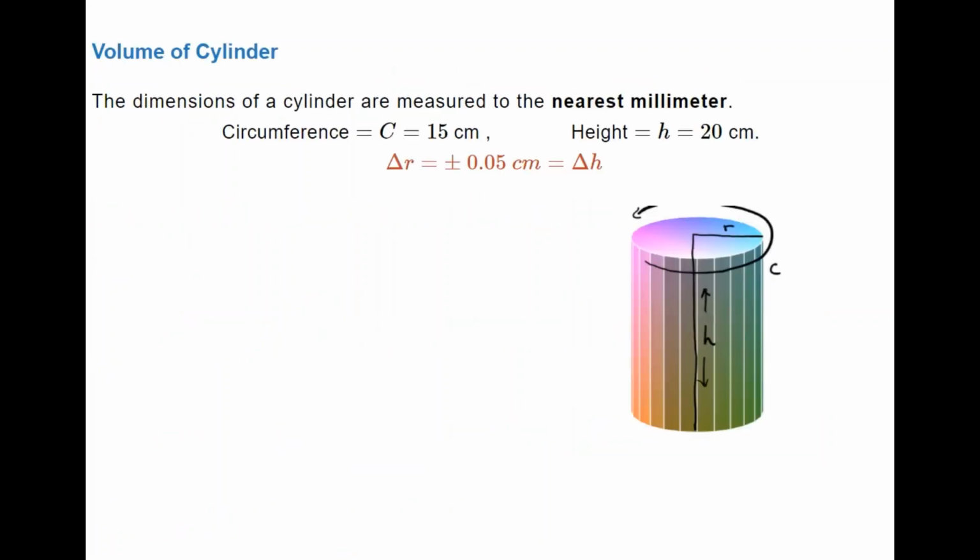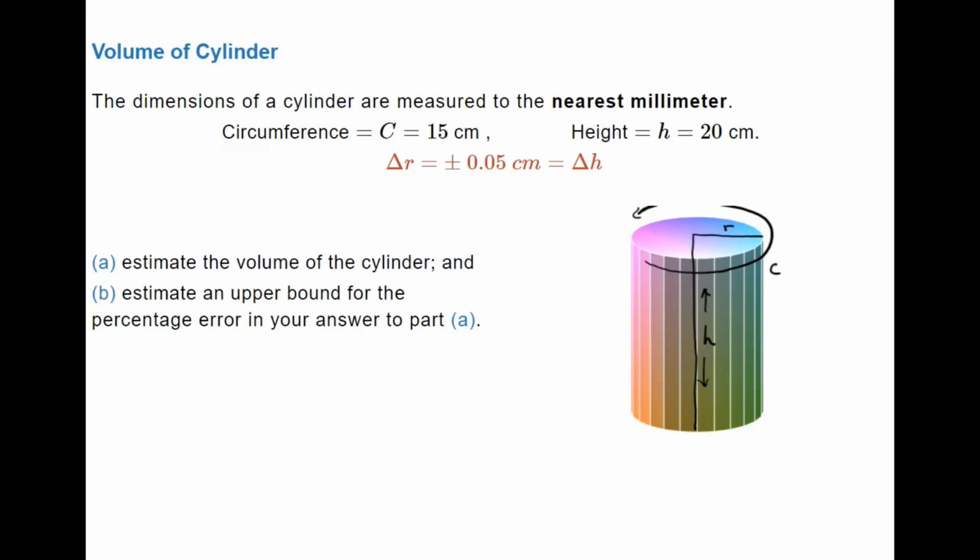We're considering the example of a cylinder whose volume is not measured accurately, but there's a possible error to the nearest millimeter in its radius at the base and its height, which means that each of the radius of the base and the height are expected to be measured with the possible error of plus or minus 0.05 centimeters. The circumference and the height of the cylinder are given, and we are expected to estimate the volume of the cylinder and then estimate a maximum error that can occur in the volume due to the possible errors that have occurred in R and H.